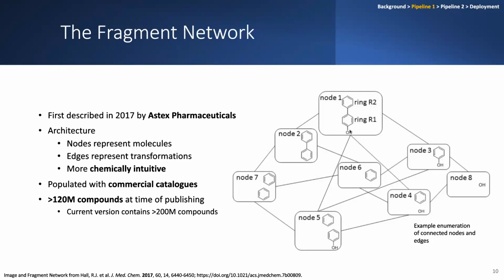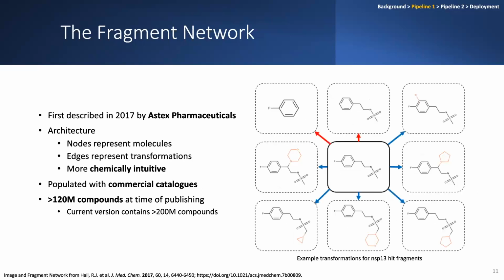So the way we generate this is, if we have a molecule, we can iteratively remove substituents, rings, and linkers in order to generate all these further connected nodes. And then when we populate the database with compounds from several commercial catalogs, this provides a really nice way of probing the chemical space around a compound of interest. So we can look at neighboring nodes where substructures are either being added or removed, and it provides a much more chemically intuitive way of traversing chemical space.